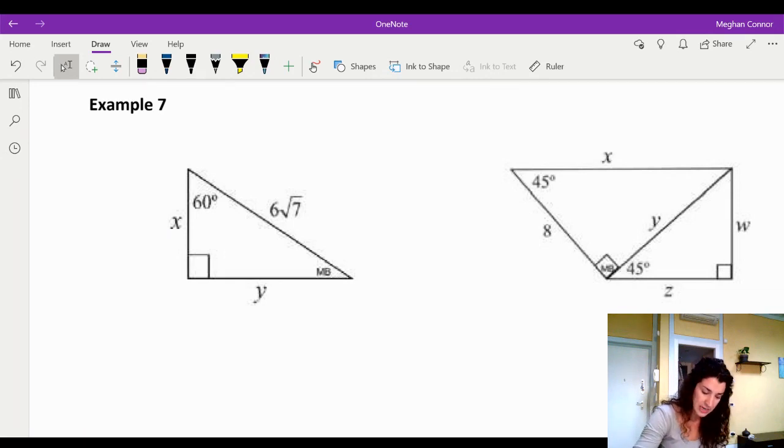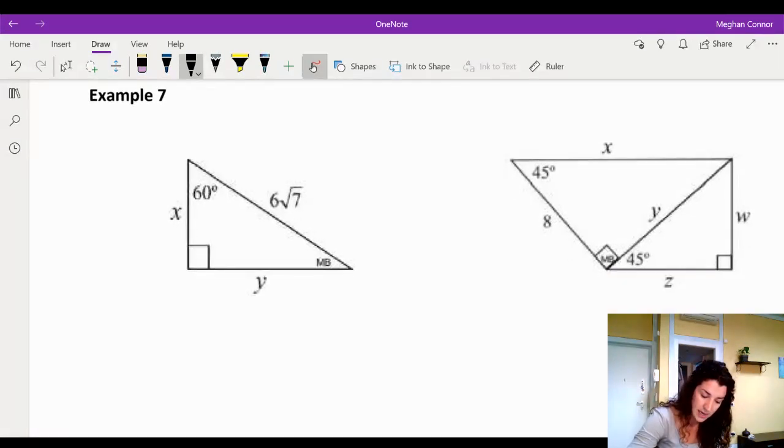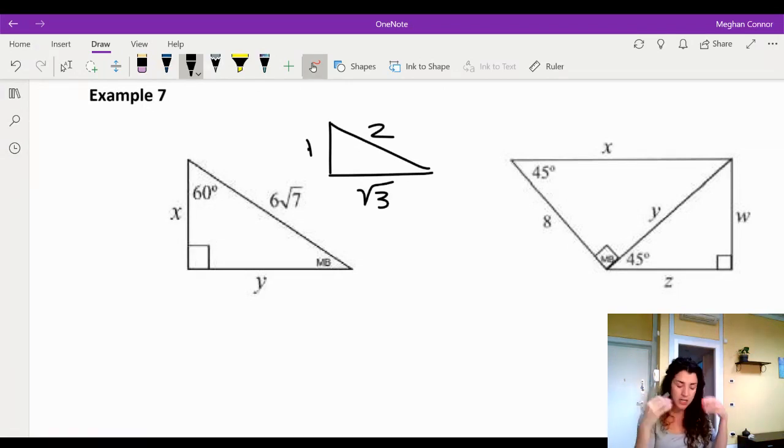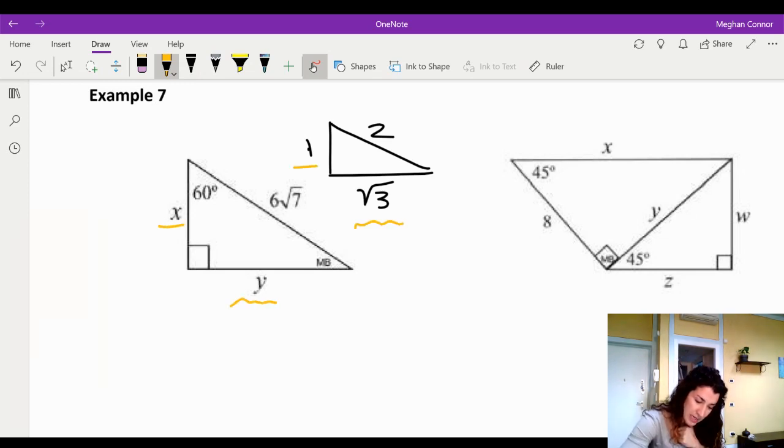Now, this is a 30, 60, 90 right triangle, and I want to solve for x and y. How I would typically solve for these guys is I would draw a 30, 60, 90 right triangle and label my side lengths with what I know them to be. I can even reimagine it and rebuild it with this idea of the equilateral triangle and piecing it all together. Now I notice that x corresponds to 1, y corresponds to the square root of 3, and 6 root 7 corresponds to 2. Those are your corresponding parts, the parts that match up.